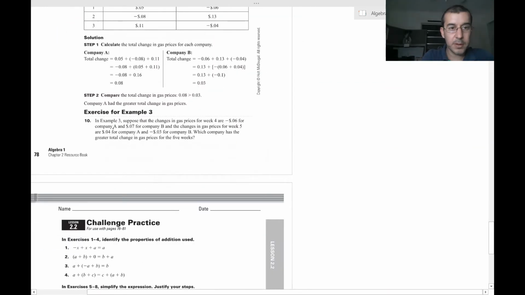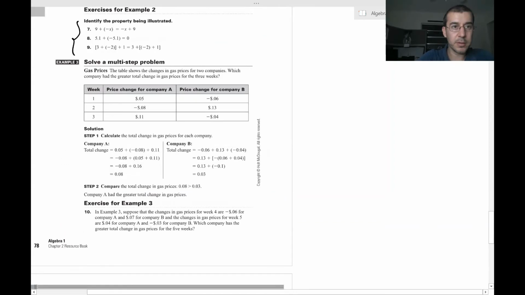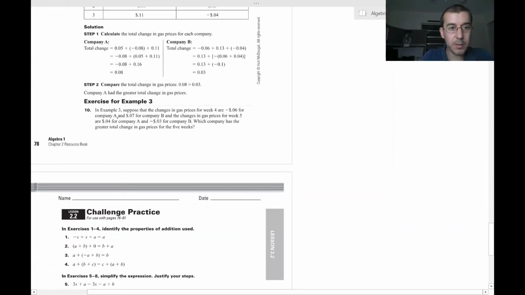Number 10. In example 3, suppose that the changes in gas prices for week 4 are minus $0.06 for company A and $0.07 for company B, and the changes in gas prices for week 5 are minus $0.04 for company A and minus 0.03 for company B.